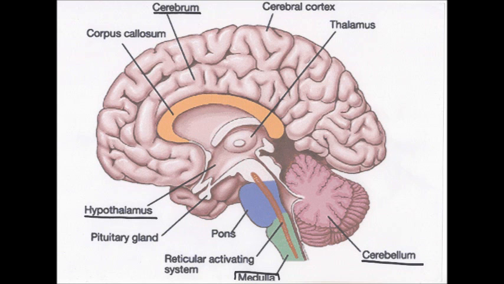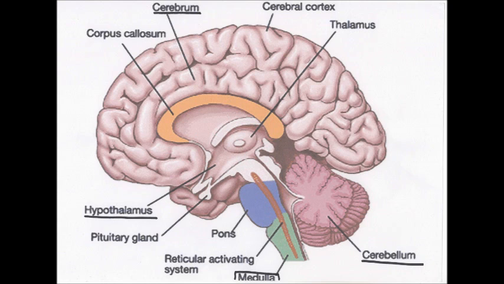To start off with, I've got a picture of the brain and I've underlined the 4 key areas you need to know. That is the cerebrum, the hypothalamus, the medulla oblongata, just the medulla here, and the cerebellum. Now we're going to go through what each of these parts do.